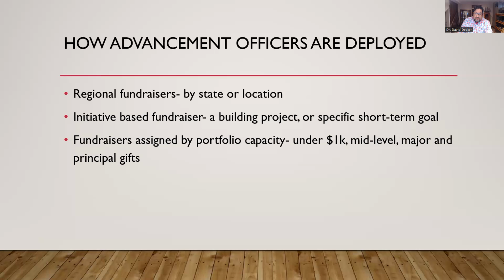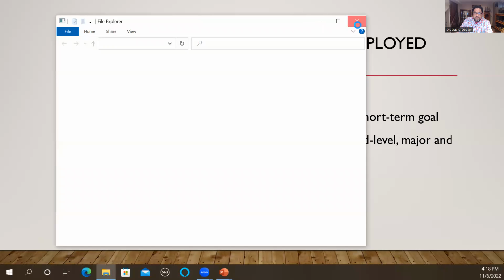Are there fundraisers that are assigned by portfolio capacity? You might assign a development officer that focuses on gifts of under $1,000, or a development officer that focuses on gifts of $1,000 to $5,000, and then ones that focus on major gifts, maybe gifts over $10,000, and ones that focus on principal gifts, such as those that are over $100,000 to $1 million. And so what you can see is a lot of times, fundraisers that are assigned by gift level are either early in their career, so they're starting off with the lower level gifts, or they're later in their career and they're really helping with the principal gifts.